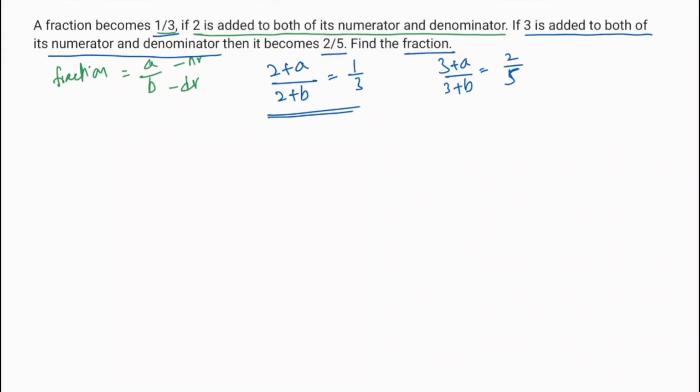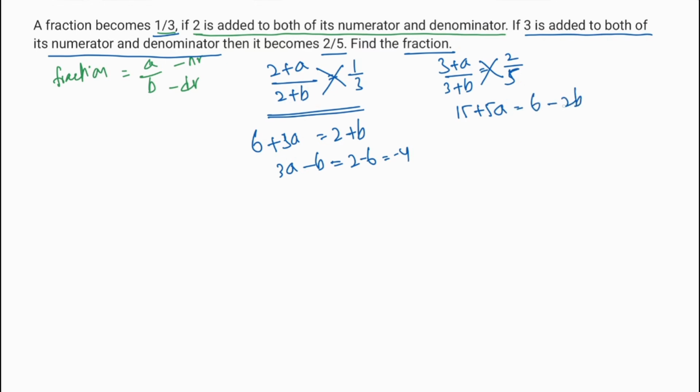Now from the first one we will cross multiply. We will get 3 into 2 is 6 plus 3a is equal to 2 plus b. Here you will get 3a minus b is equal to 2 minus 6, it is minus 4. And from the second one you cross multiply, you will get 15 plus 5a is equal to 6 plus 2b. Here 5a minus 2b is equal to 6 minus 15, it is minus 9. Here you have two equations.